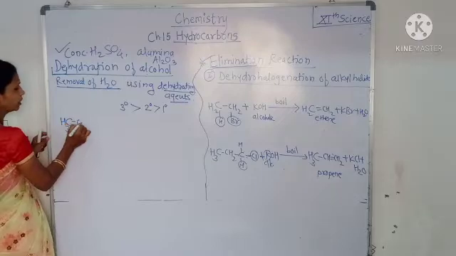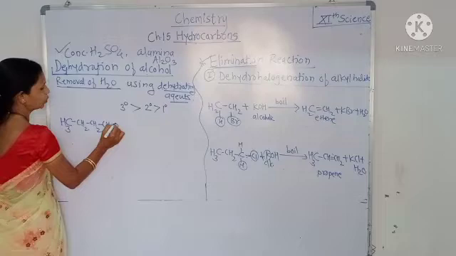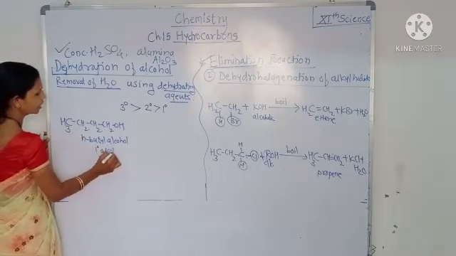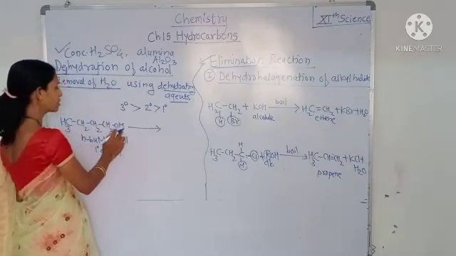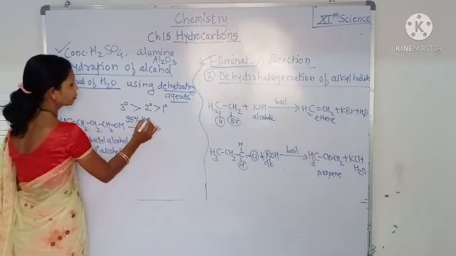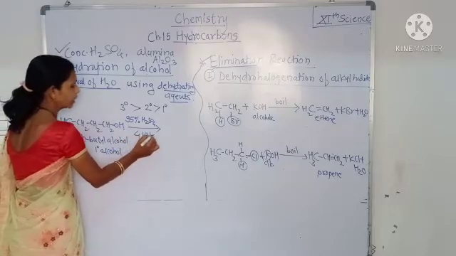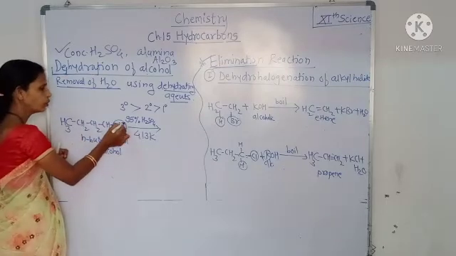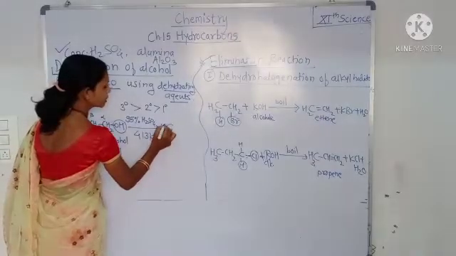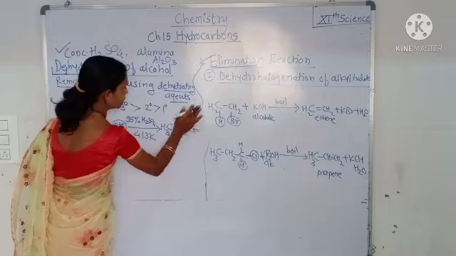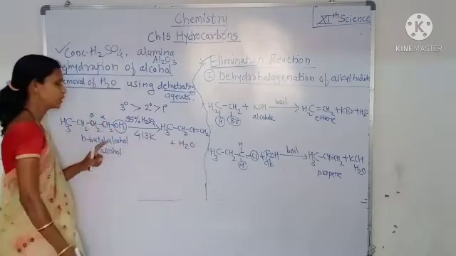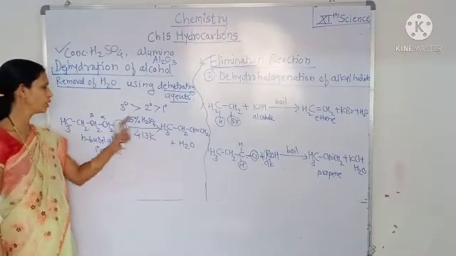Here CH3, CH2, CH2, CH2OH, that is n-butyl alcohol, which is a primary type of alcohol, undergoes dehydration using concentrated H2SO4. Here 95% H2SO4 is used at 413 Kelvin. Then the OH group of the alpha carbon atom and H of the beta carbon atom are removed to give but-1-ene, with the formation of water by removal of a water molecule from the alcohol.